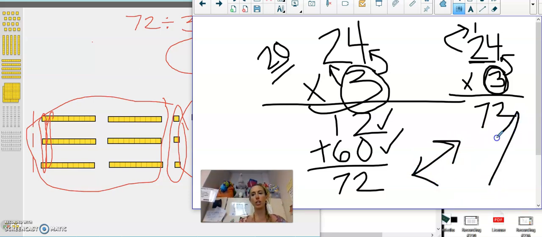In 5th grade, you're going to lean towards this way, all right? All right, way to go, you guys.